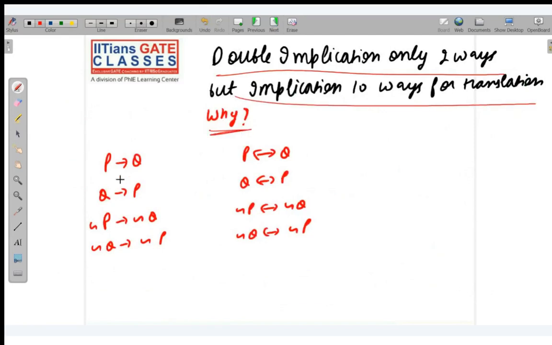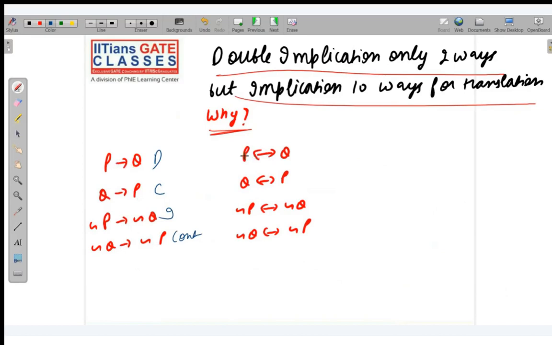Why is this the case? Because in implication all these 4 were different: this was known as direct, this converse, this inverse, and this contrapositive. First is P implies Q. When I change the direction, I get converse. When I apply not on both, I get inverse. When I change the direction as well as apply the not, I get contrapositive.